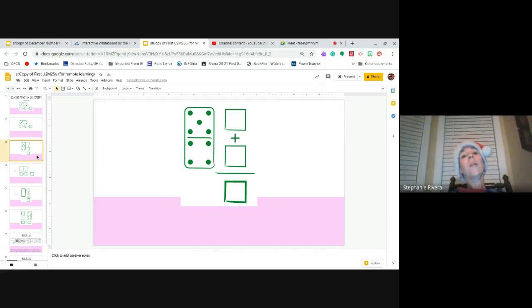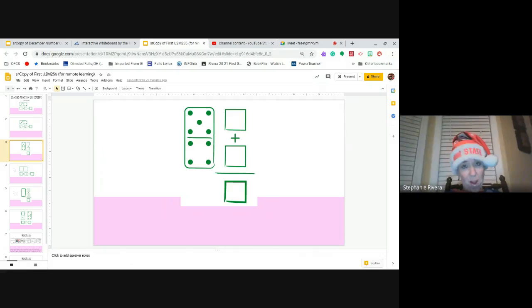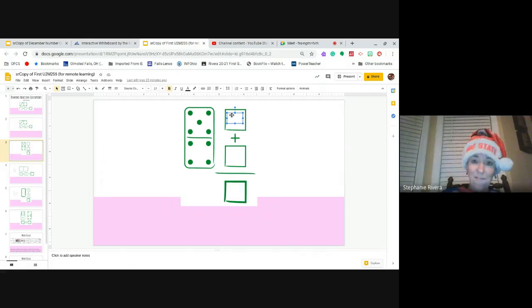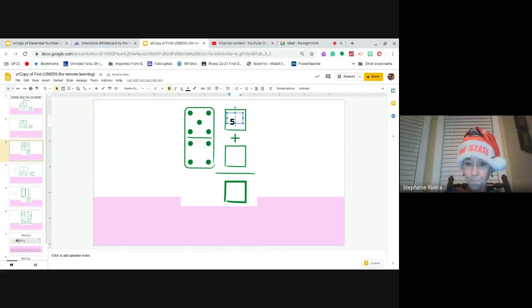Now, here's another domino addition problem. This one looks a little bit different because I'm adding it up and down, but it's still addition. How many dots do I have on that first one? You are right. I have 5 dots on my first one. Absolutely right. And what do I have on my second section of my domino? You're right. I have 4.